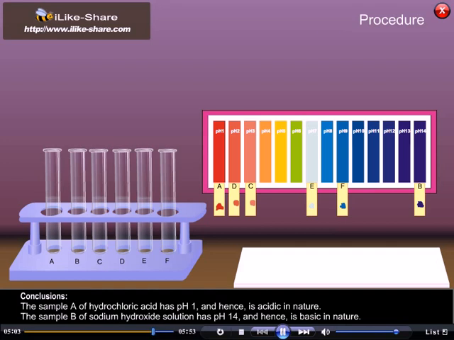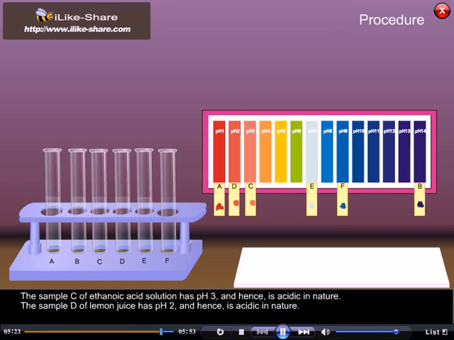Conclusions. The sample A of hydrochloric acid has pH 1 and hence is acidic in nature. The sample B of sodium hydroxide solution has pH 14 and hence is basic in nature. The sample C of ethanoic acid solution has pH 3 and hence is acidic in nature.